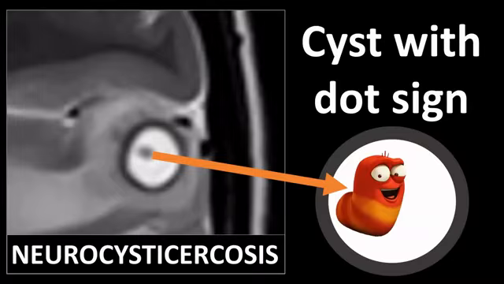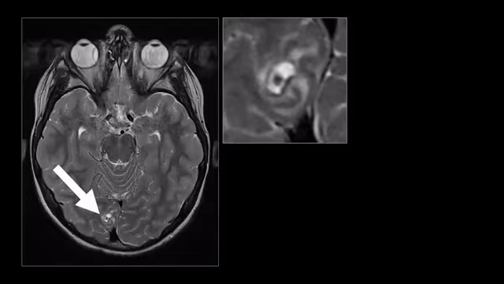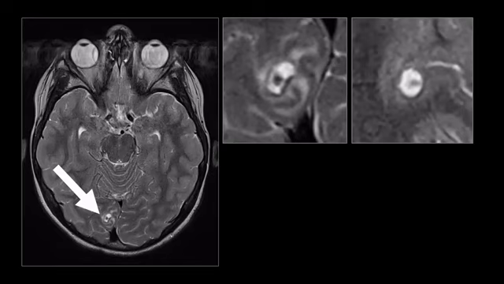And that's the dot. That's basically the larva or the head of the larva inside the cyst, and the cyst is meant to protect the larva in the brain. So here is the parasite. Once again, we see the dot. That's the parasite. That's the larval head. And we see the protective cyst surrounding it.